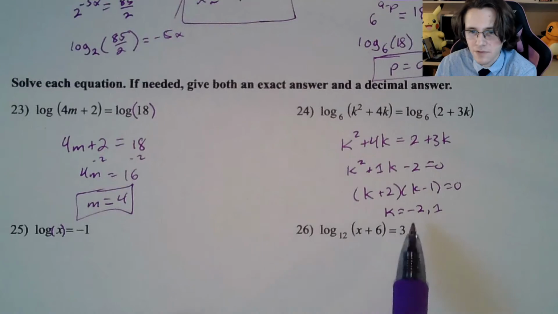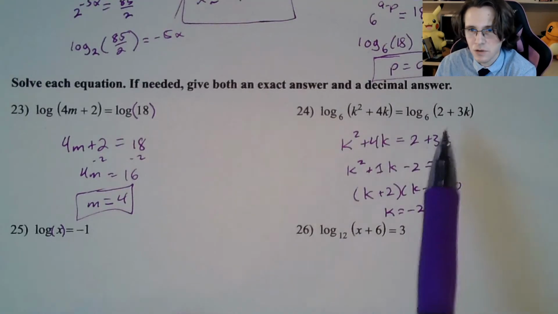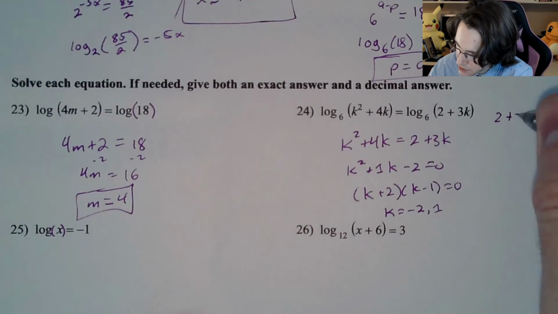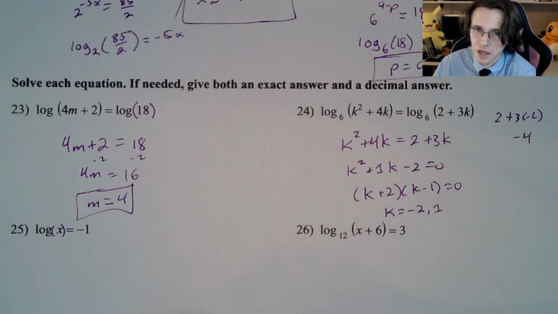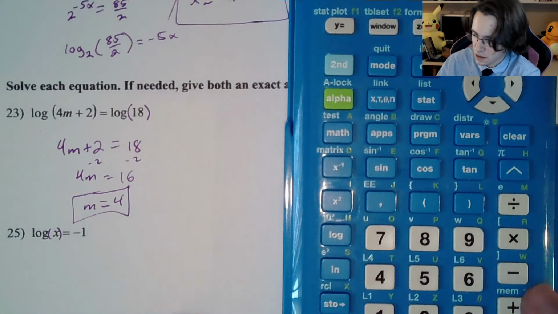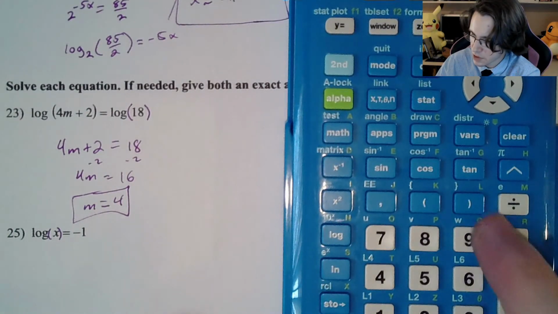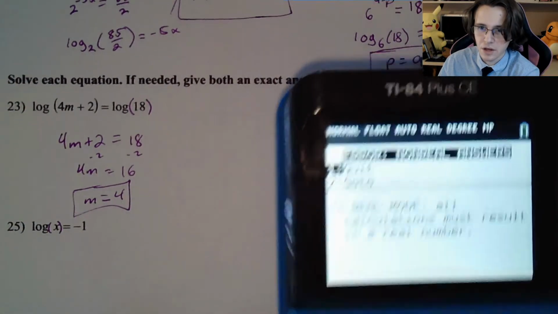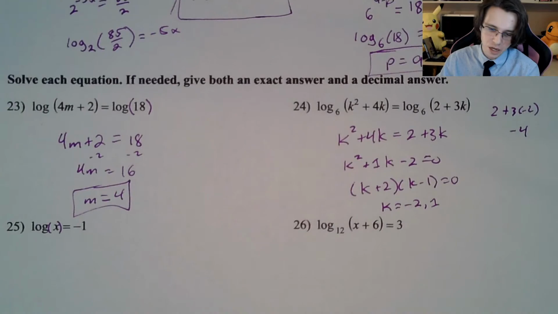So what that means is if I plug in -2 into either of these two original equations, this will be 2 plus 3 times -2, and that's going to be -4. You can't have a negative on the inside of a log. It will always give you an error. If I just typed in log of -3, for instance, it's just going to spit out a non-real answer. So definitely going to be an error.